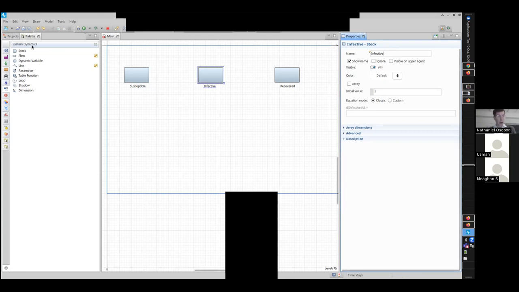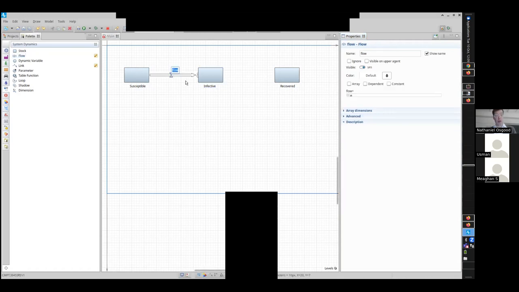Okay, now let's go put in some flows. So the first flow we're going to put in is from susceptible to infected. It should stretch all the way into infected. And this flow will be called infection. Okay. And then we're going to put in a similar flow from infective to recovered. And guess what that's going to be called? Recovery. Good.